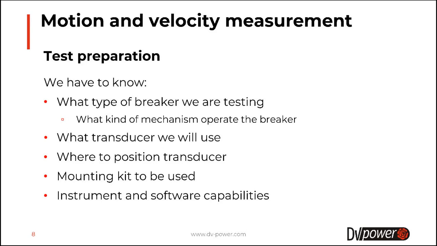When we talk about test preparation, especially about motion and velocity measurement, we have to know what type of circuit breaker we are testing, what kind of mechanism operates that circuit breaker, what transducer we will use, where to position the transducer in a convenient place in the operating mechanism or some other shaft, the mounting key to be used, and instrument and software capabilities.